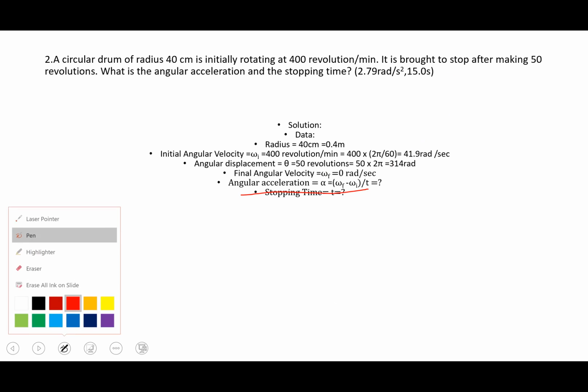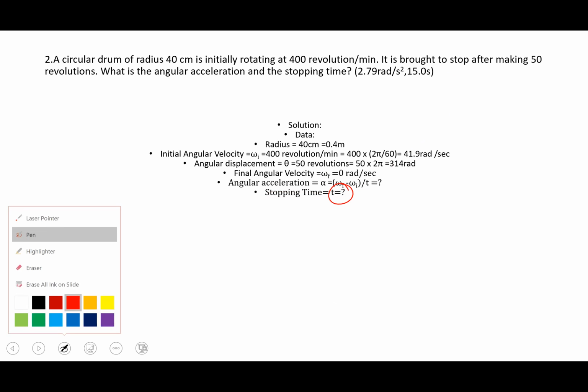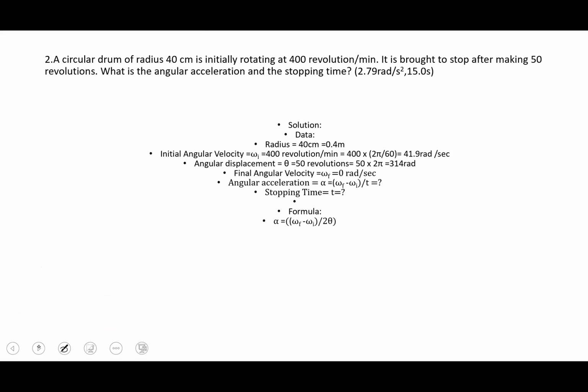Now the stopping time is not given, and we have to find how much time it took to stop. Let us find the formula. In this case, the formula we are using is the third equation of motion, which says 2 theta alpha is equal to omega f square minus omega i square. So we have the third equation of motion, and we have the formula as well over here.